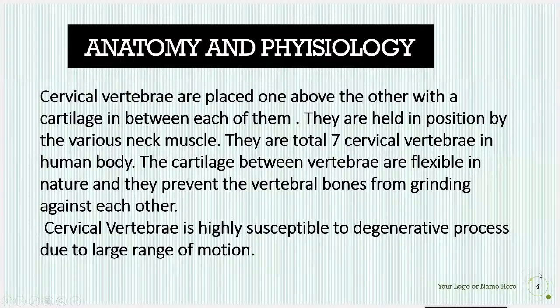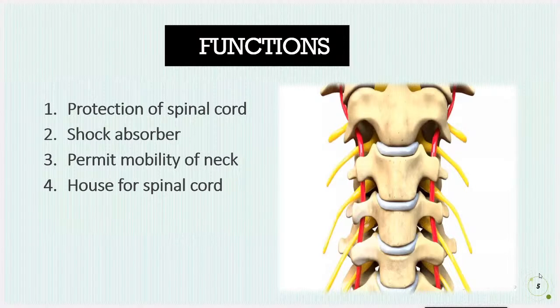The main functions of the cervical vertebrae are protection of the spinal cord, shock absorption, permitting mobility of the neck, and housing the spinal cord. In this picture, you can see that the white part is the cartilage, which prevents the grinding of the bones, and these arrangements are cervical vertebrae, arranged one above the other. In between, the cartilages are present.